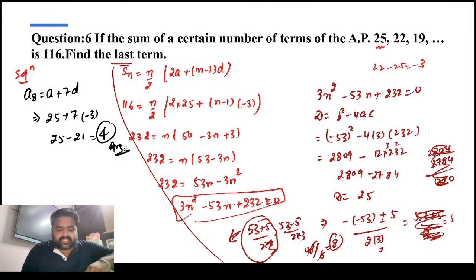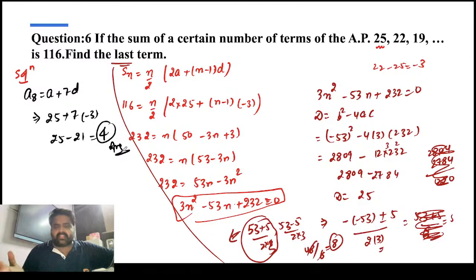If you do these kinds of questions, you will be at the top of your class, and you will be able to solve each and every question. Everything is simple. There are certain terms, the sum is 116. The tough part is you need to solve the quadratic equation.